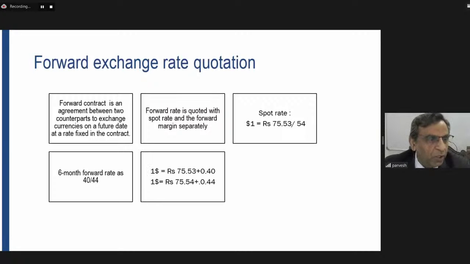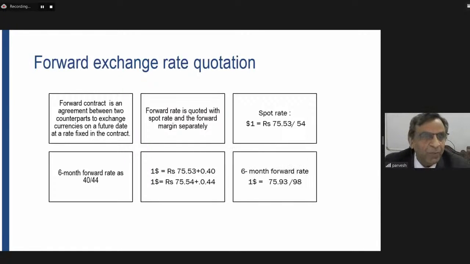To calculate the forward rate, we have to just add the swap points. 40 is equal to 0.40, and 44 is equal to 0.44. We are just going to add, and then we get the 6-month forward rate, which is $1 is equal to 75.93/98. So the spot rate and the forward margins will be given to you separately, and you have to just plug them in and get the forward rate. It's a pretty straightforward way of doing it, but there are some ways which get a little complicated, which we'll cover a little later. First, understand the simplest way of how it is arrived at.